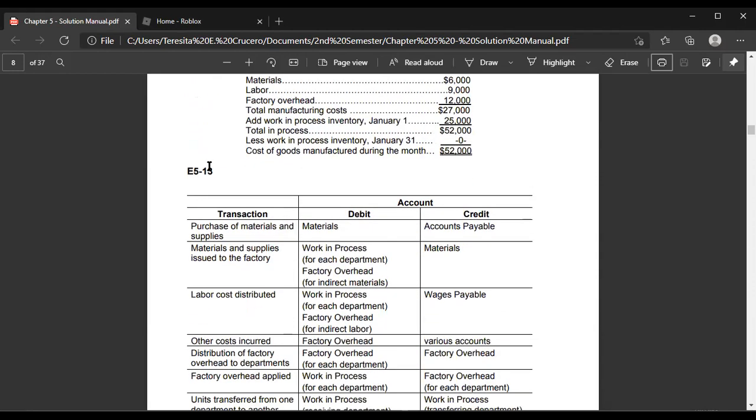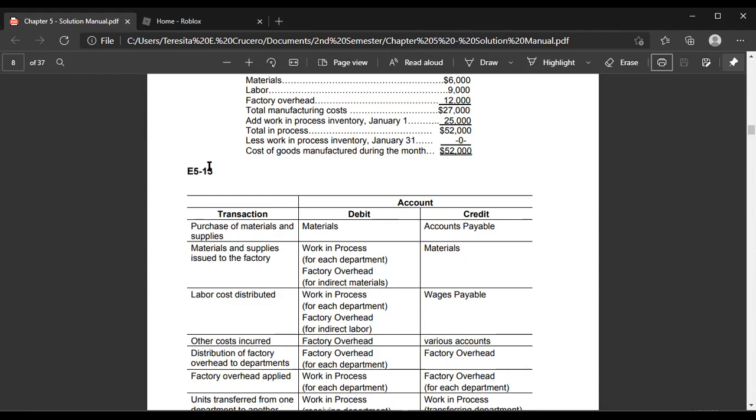Next, identifying cost flows in process cost system. List in columnar form the transactions and the accounts debited and credited to reflect the flow of costs through a process cost accounting system. So in number one, on the left side, we have the transaction, purchase of materials and supplies on account. We now debit materials and credit accounts payable.